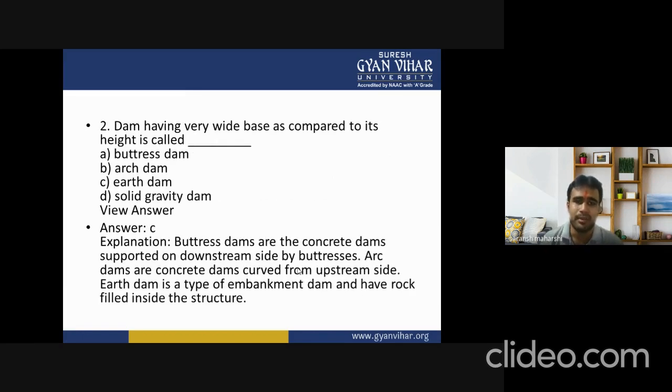Next, a dam having a very wide base as compared to its height is called option A, buttress dam. Option B, arc dam. Option C, earth dam. Option D, solid gravity dam. So the correct answer is option C, earth dam, because buttress dams are concrete dams supported on the downstream side by buttresses. Arc dams are concrete dams curved toward the upstream side. Earth dam is a type of embankment dam and has rock filled inside the structure.